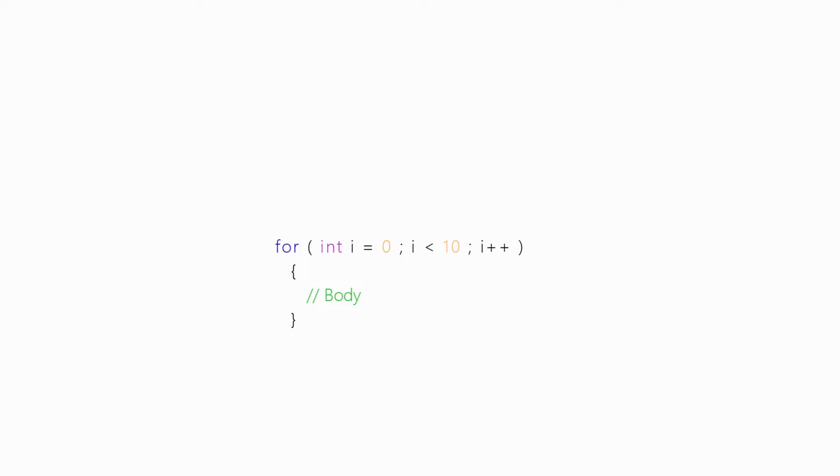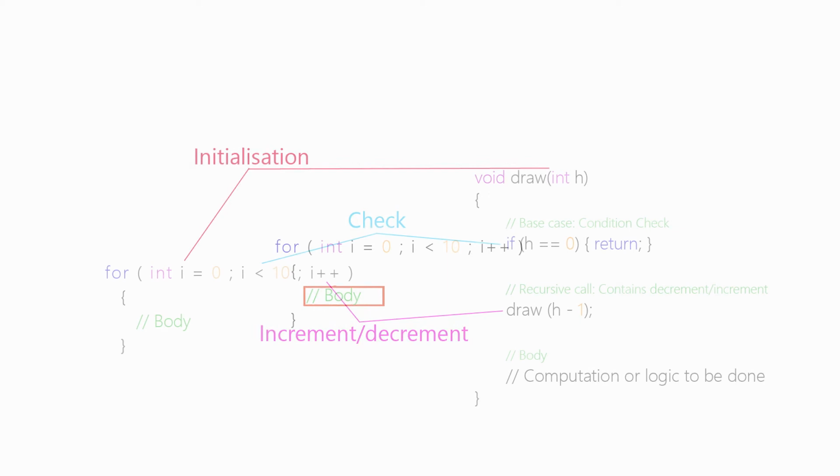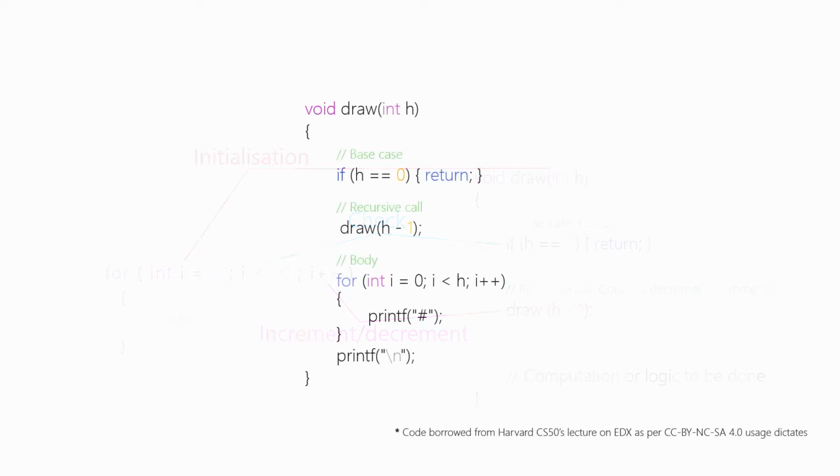Another way to think of a recursive function is to think of it as a deconstructed loop, where the check condition, increment, decrement, and body are strewn across the function instead of contained linearly like a for loop. So viewing a recursive function in this manner might be helpful as a stepping stone towards understanding how it operates. So in our example of a recursive call drawing a pyramid, this is what a recursive function looks like.